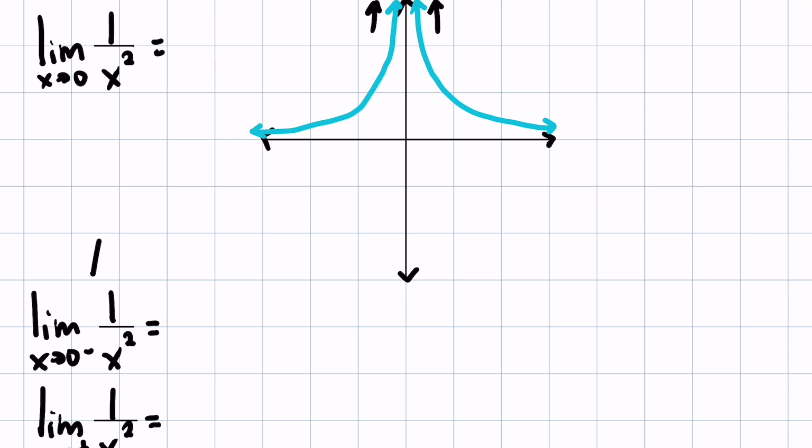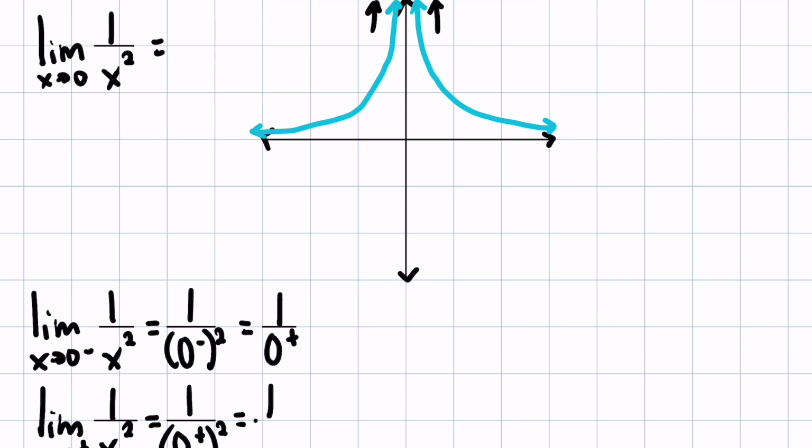We have to break this down into left and right limits. So for the limit from the left, we plug in 0 from the left here and square it. Think of 0 from the left as a negative number really, really close to 0, whereas 0 from the right is a positive number really, really close to 0. If we square a negative number, we get a positive number. So this becomes 1 over 0 from the right. Now, over here, we have 1 over 0 from the right squared. If you square a positive number, you get a positive number. So this is also 1 over 0 from the right.